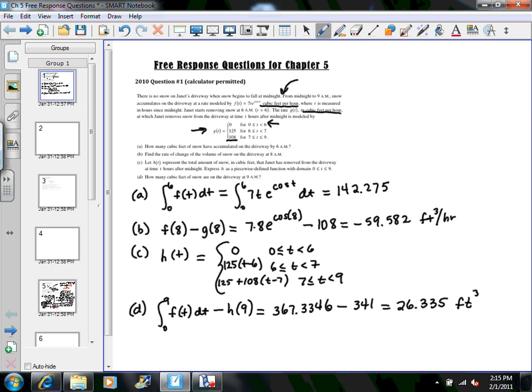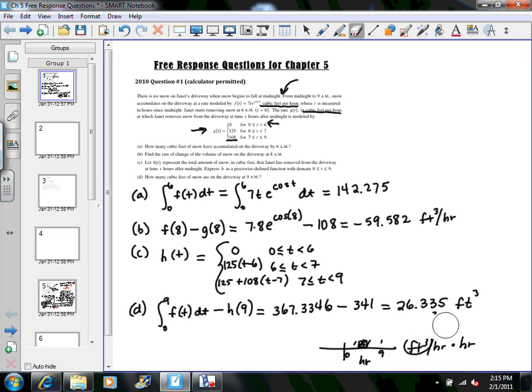Now, what I always like to think of is what the graph looks like. You know, if you have some function f of t, and you're integrating from 0 to 9. F of t is in cubic feet per hour. And this was in hours. So the area of a rectangle right here would be, the height would be cubic feet per hour, but the width would be hours. So that's how you end up with cubic feet.